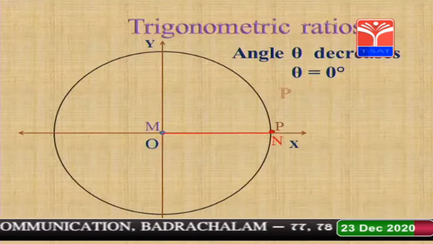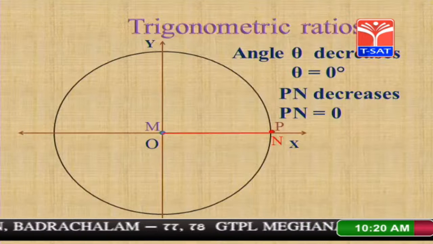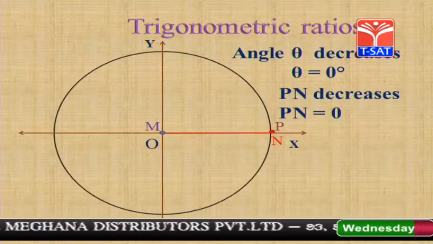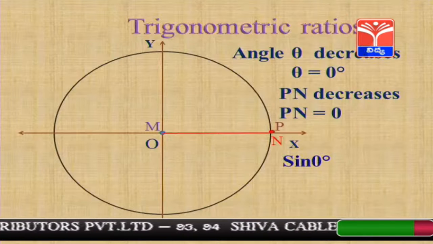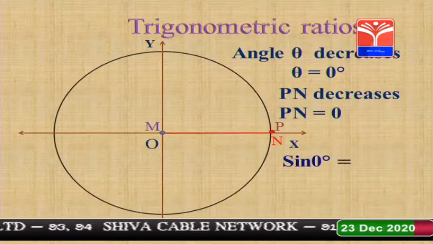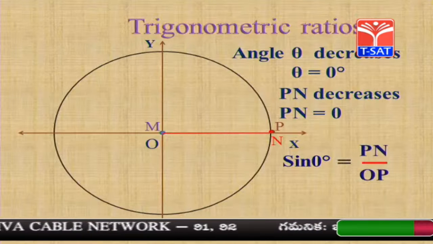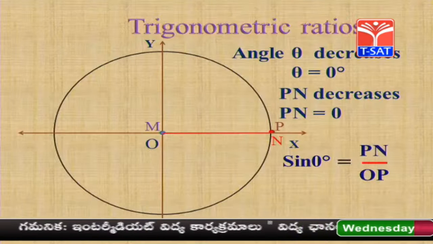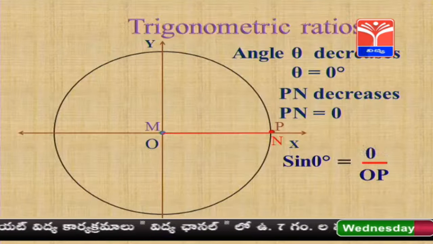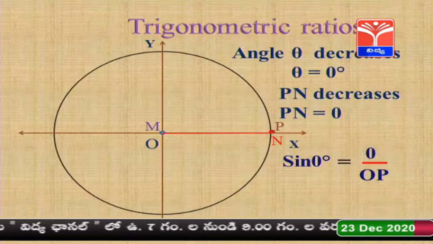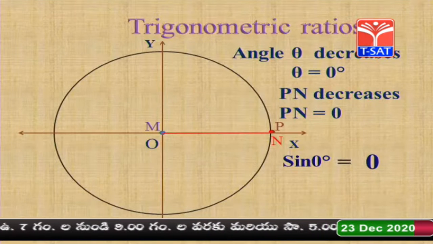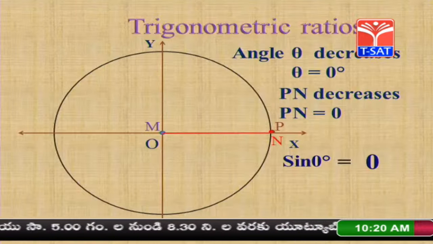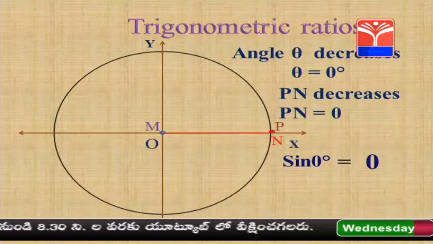Now, let me discuss it. P n has decreased and became 0, and therefore, if I try to find the sin theta value, sin theta can be written as opposite by hypotenuse, that is P n by O P, where we have already discussed that P n is equal to 0. Therefore, sin theta is equal to 0 by O P, that means sin 0 value is going to become 0, is it right?